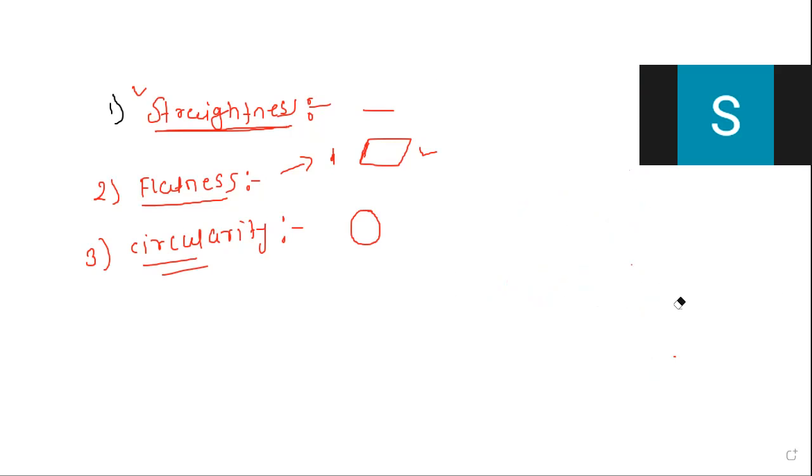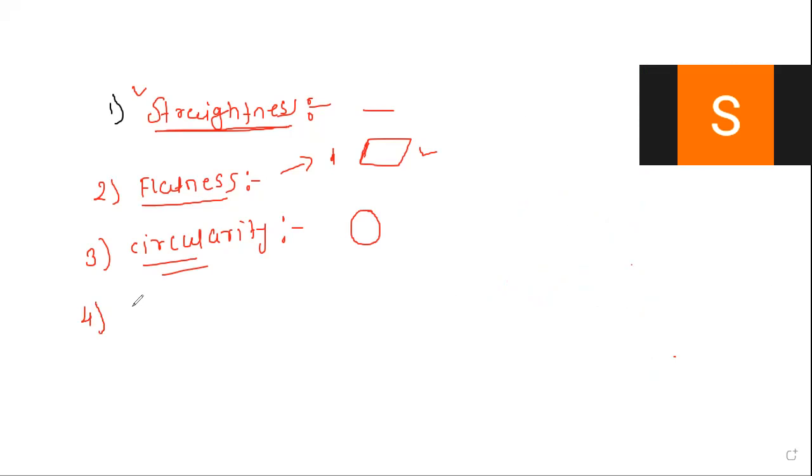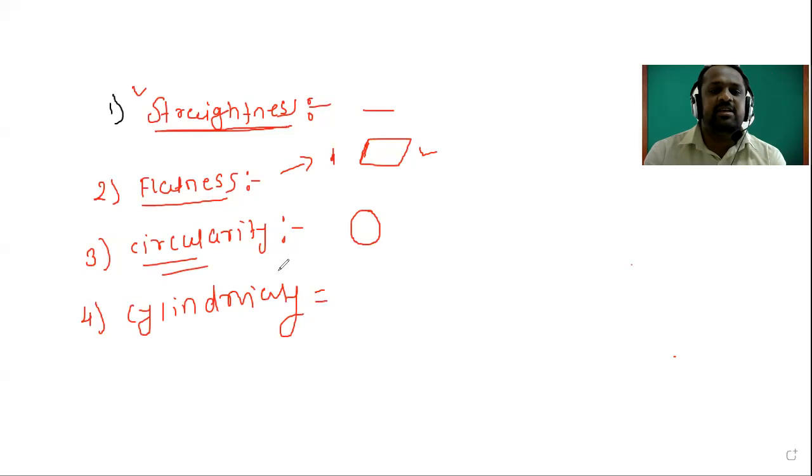Okay, so next, what is the next? Cylindricity. Okay. Then we have seen here straightness, flatness, circularity, and cylindricity. Sorry, circularity. Then what is meant by the cylindricity? When can we call it a cylindrical surface? What is the actual meaning of that cylindricity?